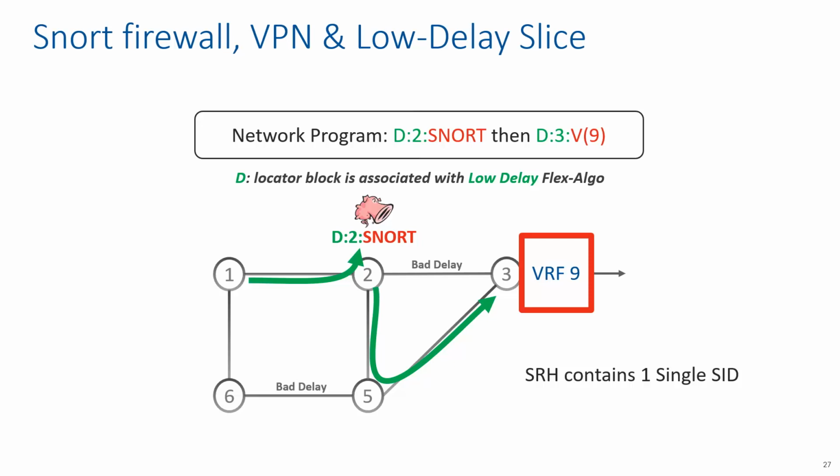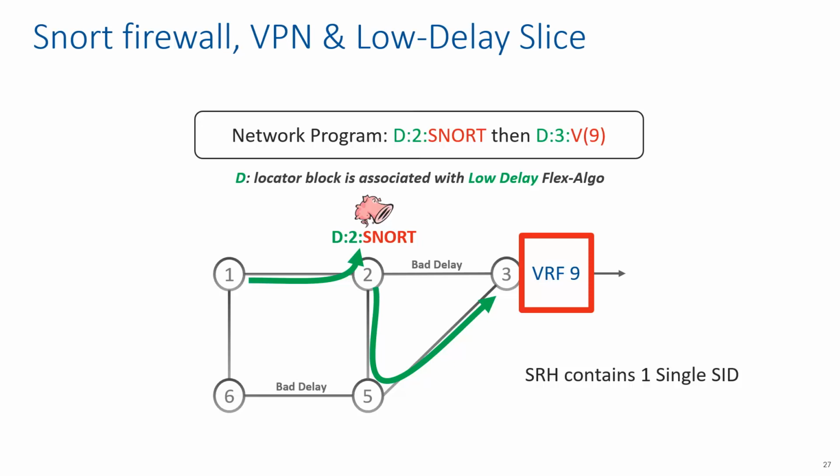When 2 gets it, it says D2, it's me. I'm able to understand the function. It says Snort, so I give the packet to the Snort VNF. The Snort VNF does its work. The packet gets back to 2 with the destination address modified to hold now the active instruction D3v9.